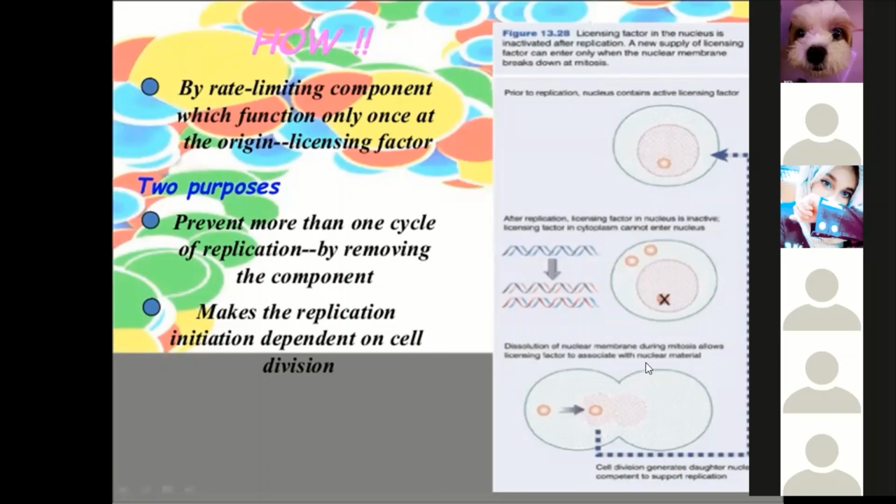Then dissolution of the nuclear membrane during mitosis allows licensing factors to associate with nuclear material. So once cell division takes place, the nuclear membrane breakdown during mitosis allows the licensing factor in, and cell division generates daughter nuclei with components to support replication. Once it is divided, the daughter cells will have licensing factors so that once the cell enters the S phase, again there will be DNA replication.